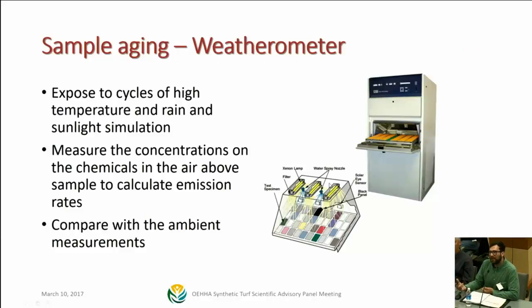So what we aim to do after that is to continue to study how these emission rates change by exposing our trays that we reconstructed to cycles of high temperature and rain and some sunlight simulation. We aim to do that using a weatherometer, which simulates weather conditions in the real environment. And then we will measure the concentrations of the chemicals in the air above the sample to calculate emission rates and compare those emission rates to those that we have from the ambient measurements.